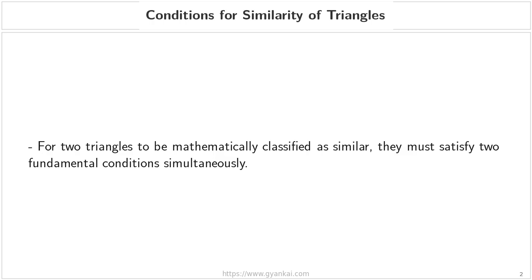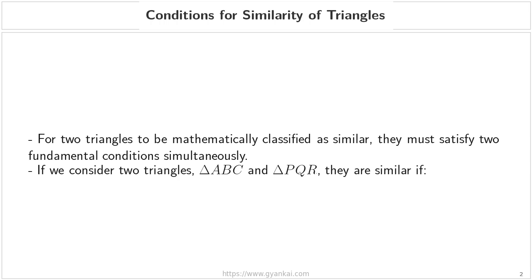Conditions for similarity of triangles. Now that we have established the basic idea that similarity is all about having the same shape, even if the size changes, let's look at the specific rules we need to follow. It isn't enough to just look at two triangles and guess. For two triangles to be mathematically classified as similar, they must satisfy two fundamental conditions simultaneously. This means both rules must be true at the same time. To make this clear, let's consider two specific triangles, triangle ABC and triangle PQR. We can say these two triangles are similar if the following conditions are met, which we will break down in the next two slides.